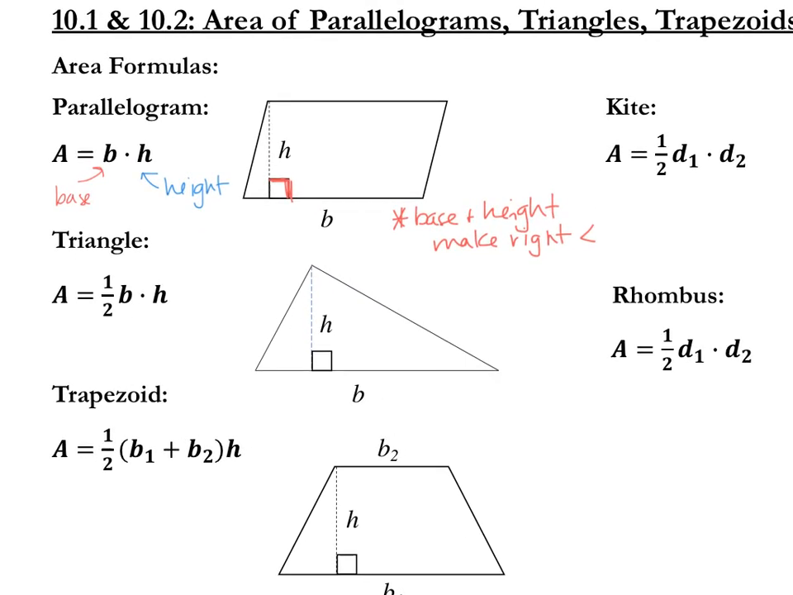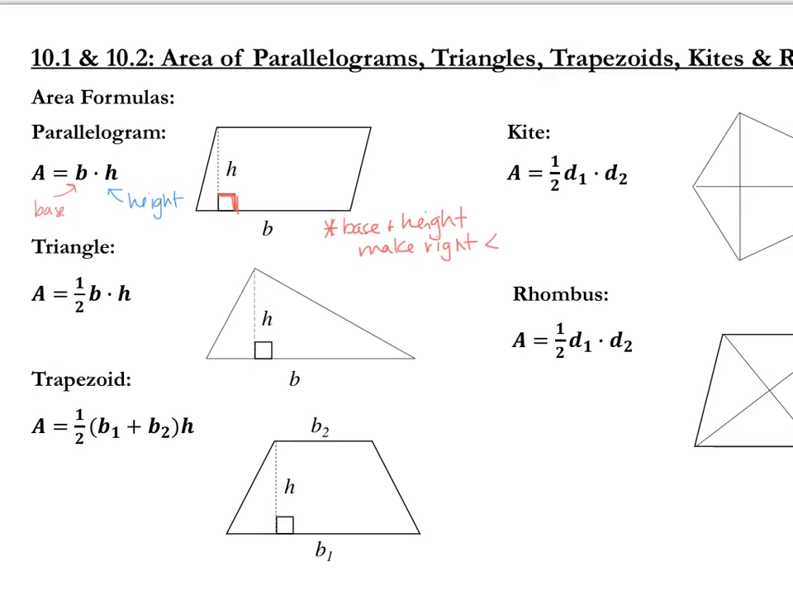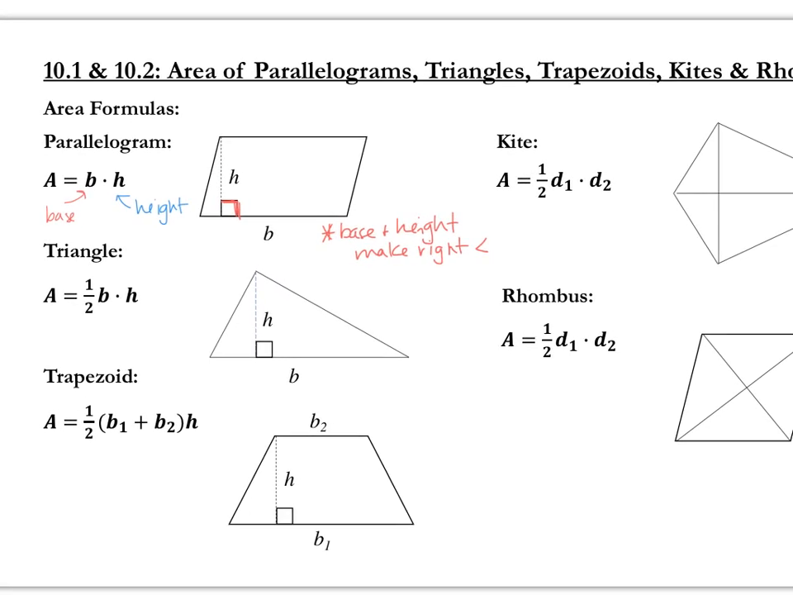So same thing for triangle. The triangle just also has a 1/2 formula in front of it. The triangle formula is 1/2 B times H. B means base, which is this whole bottom side, and H means height, which is this side right there.